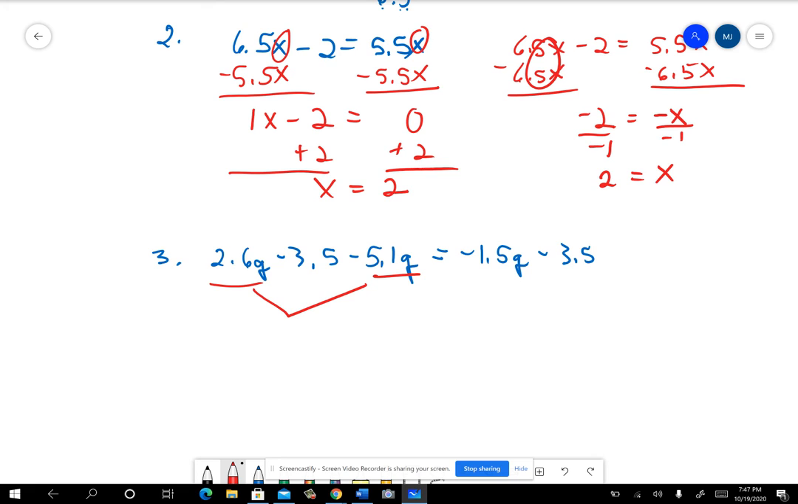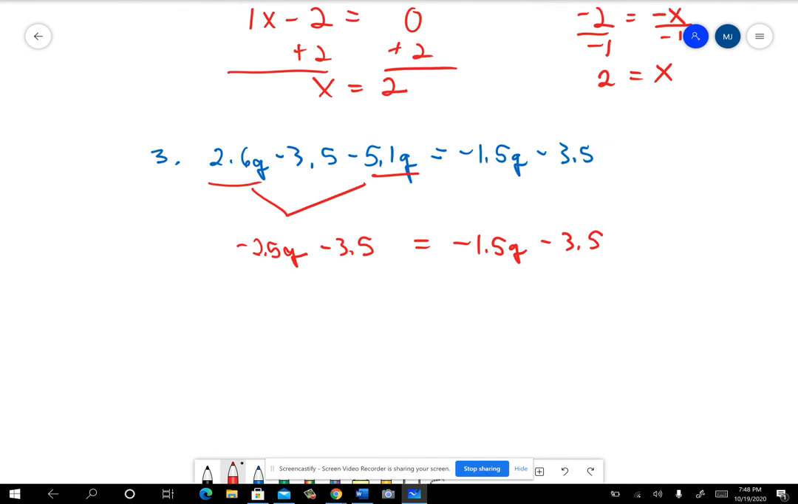So you're going to take a positive 2.6, and then you're going to take a negative 5.1, and that would give you a negative 2.5 Q. Then I'm just going to bring down the negative 3.5, and I'm going to keep the right-hand side as is for now. So that would have been my first step.